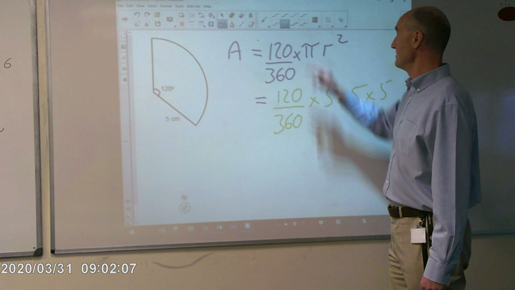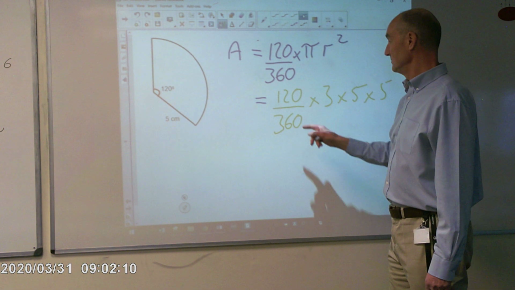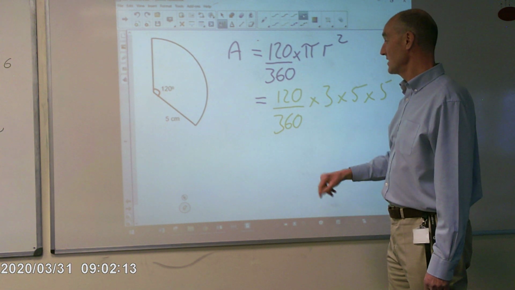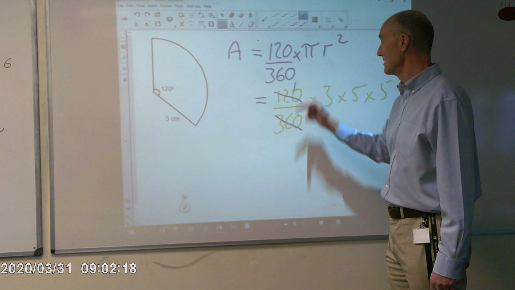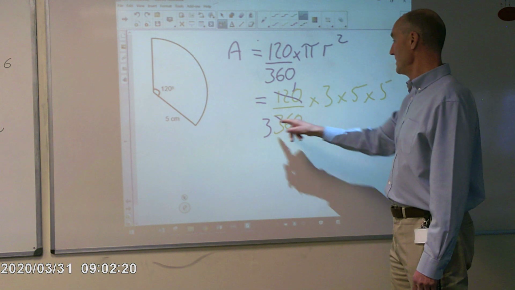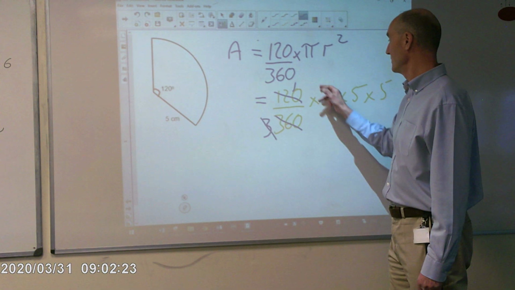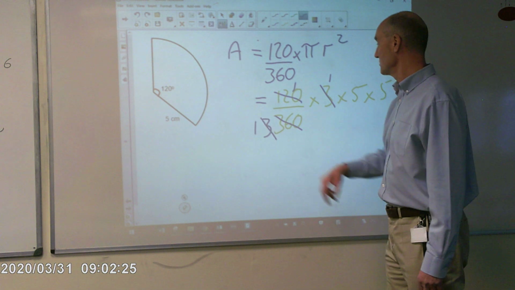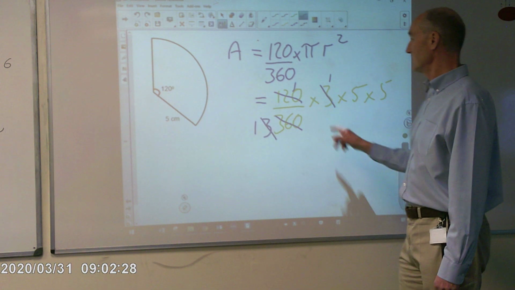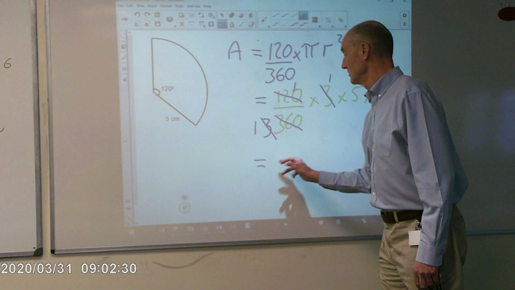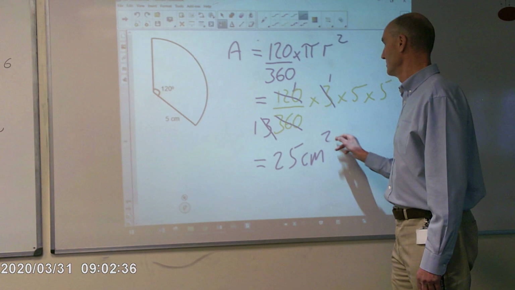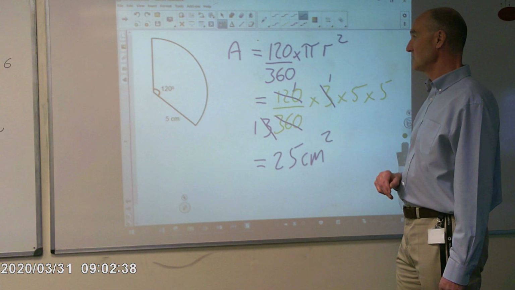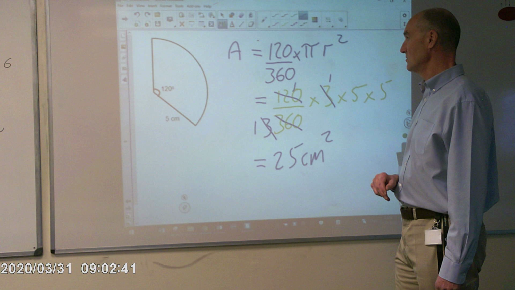Let's do some cancelling. Right, well I know that 120 goes into 360 3 times, so that's a really easy bit of cancelling to do straight away. And then we've got 3 on the bottom, we've got a 3 on the top, they cancel out as well. That just leaves us with 5 times 5, 25 centimetres squared. Is that a reasonable answer? Yeah, okay, I'll go for that. 25 centimetres squared, it's in the right area.